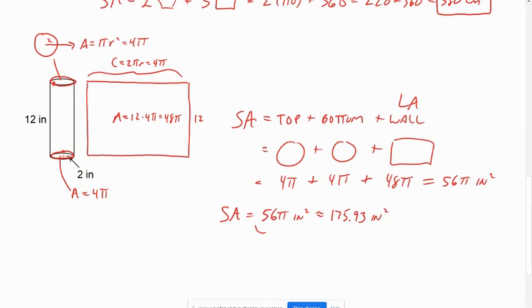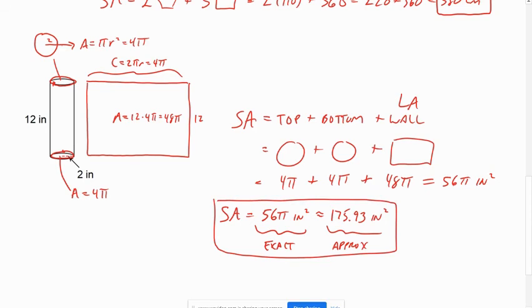Okay, so the answer in terms of pi is exact. And then the approximation that we got on our calculator to the hundredths place, this is considered an approximation. Okay, and that's how you find the surface area for a cylinder.